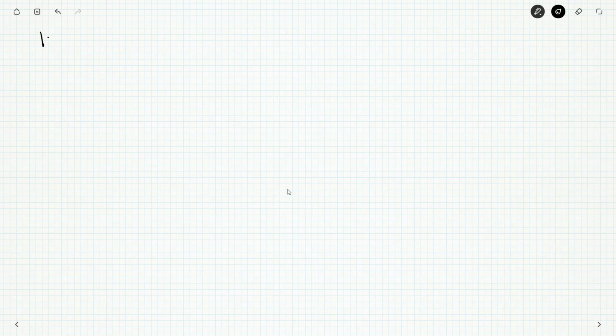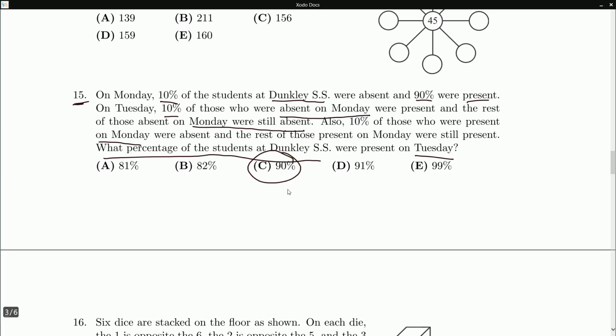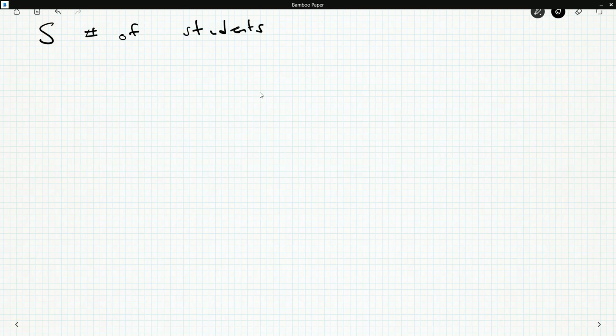Well, we could do some percents, but multiplying percents of percents is kind of weird. So what I might do is say something to the effect of, let's say there are S number of students. If you're someone who's happy doing percents of percents, that's fine too. But if you're having trouble with this question because they're throwing in the word percent a whole lot, then try and shift it to something else.